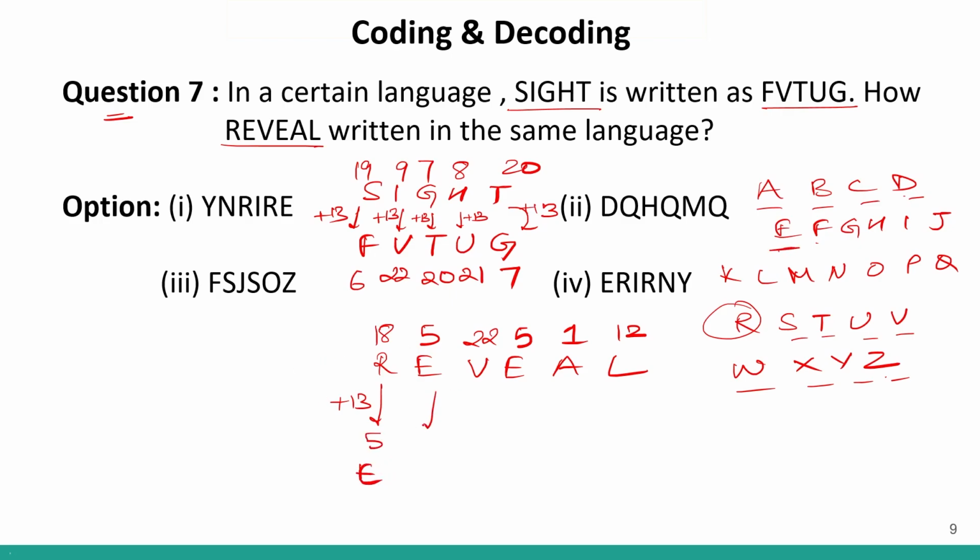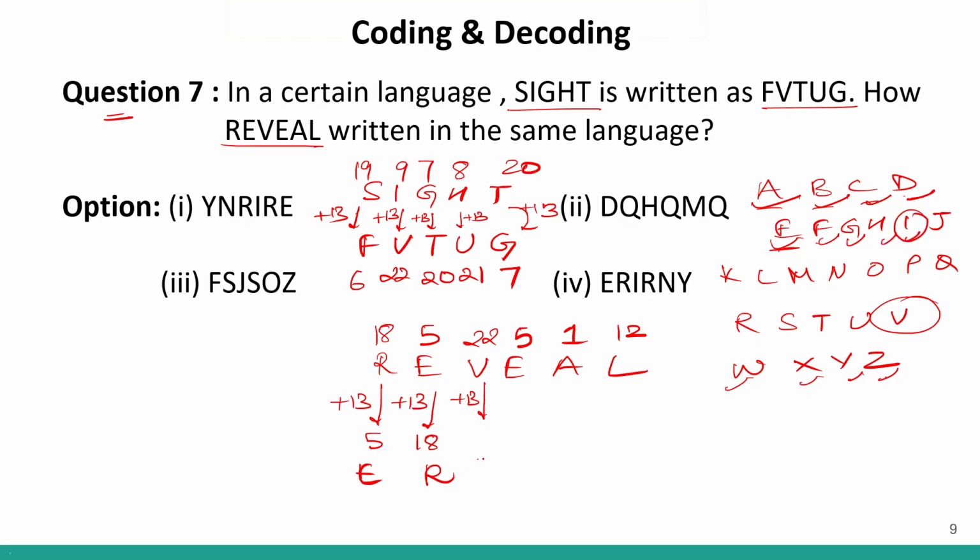Okay. In E, if I add 13, I will get 18. And at 18th position, we have R. Correct? From V, if I add 13, let us check from V. It will be 1, 2, 3, 4, 5, 6, 7, 8, 9, 10, 11, 12, 13, which is I. Correct? So it will be I, which is 9. Right? From E, again, if I add 13, it will be 18, which is R.